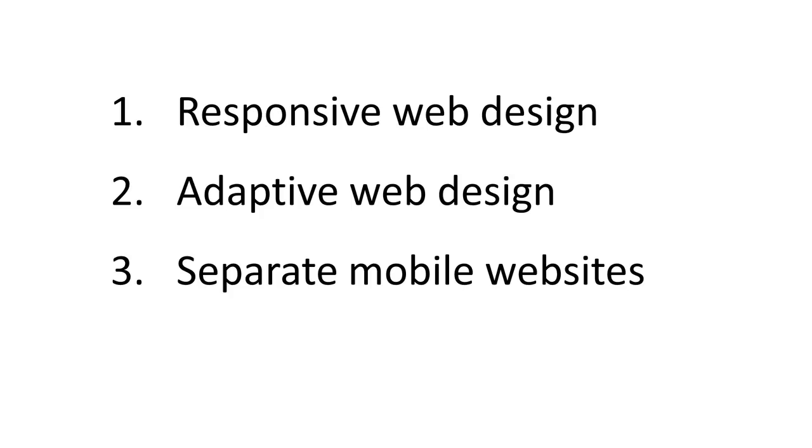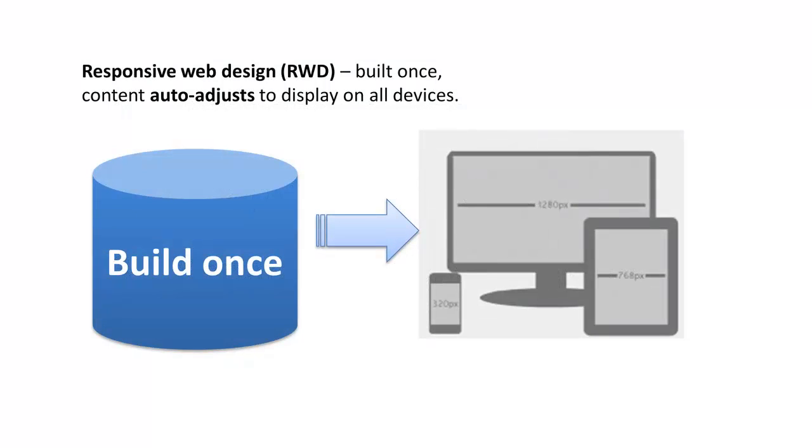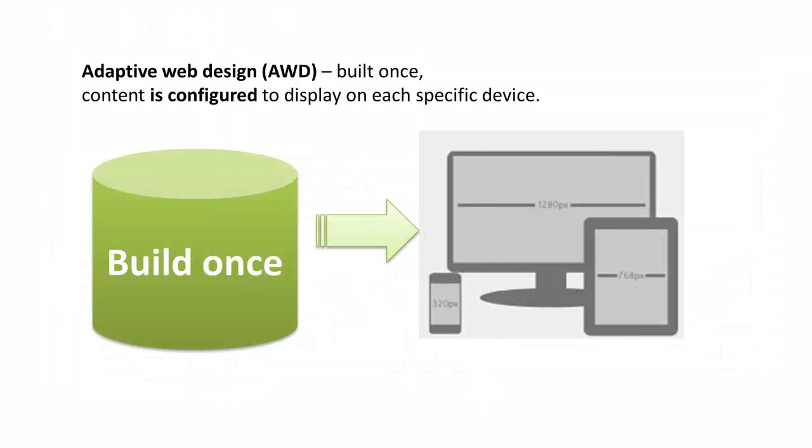Responsive web design is a concept whereby you build your website once and the system in the background auto-adjusts to display content properly on all devices. Here you have an example of this solution. Adaptive web design provides a near same result to the user, but the way the device-specific web pages are produced is different. In this case, each web page is customized so that it displays correctly on each specific device.